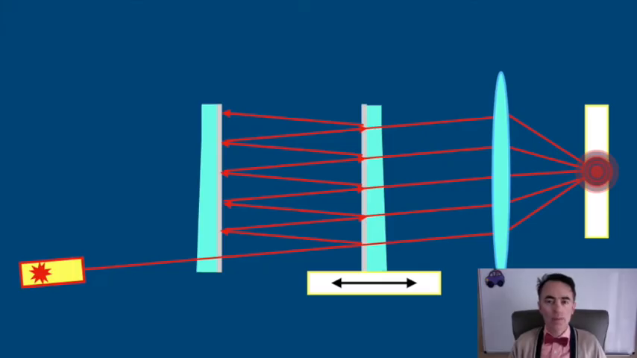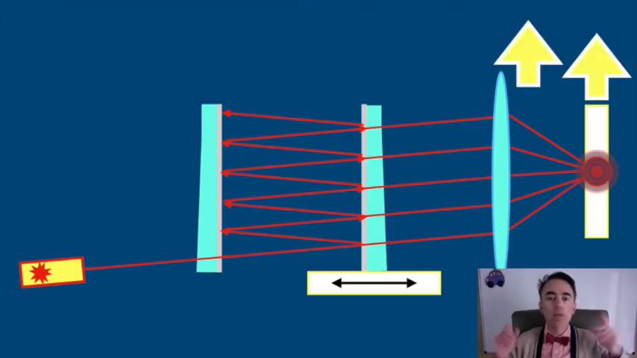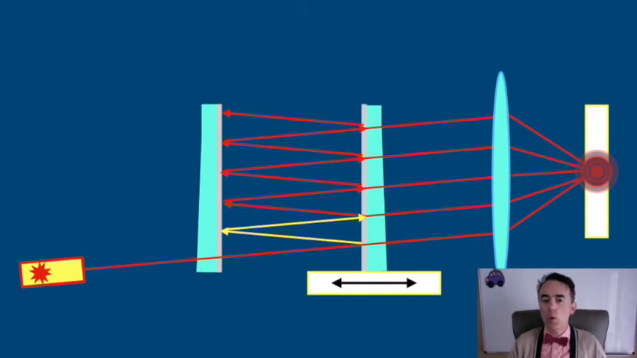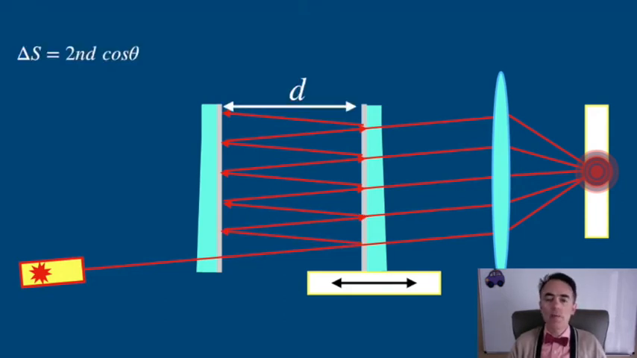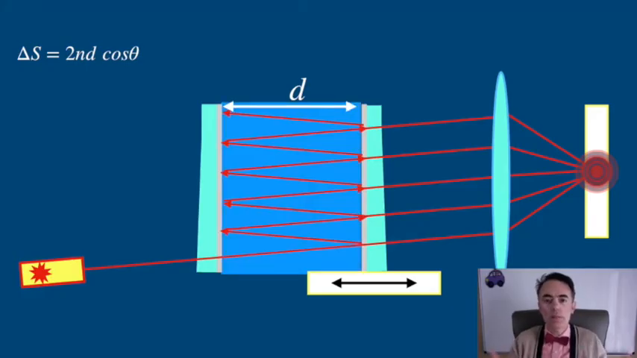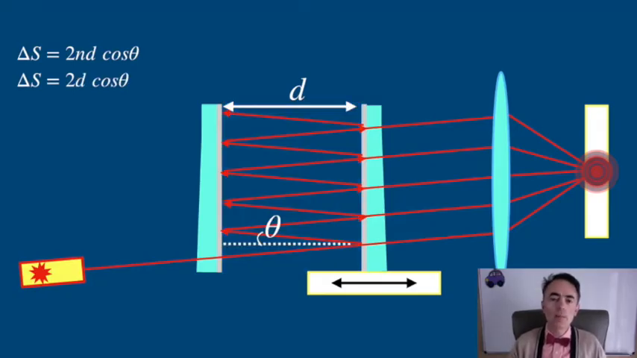As we found in a previous lesson, the path difference between the outgoing rays is given by delta S equal to 2 n d cosine of theta, where n is the index of refraction of the inside of the etalon, in this case air, so we will consider it to be 1, and theta is the angle that rays of light make inside the etalon. This leaves us with a condition for bright fringes of m lambda equal to 2d cosine of theta.